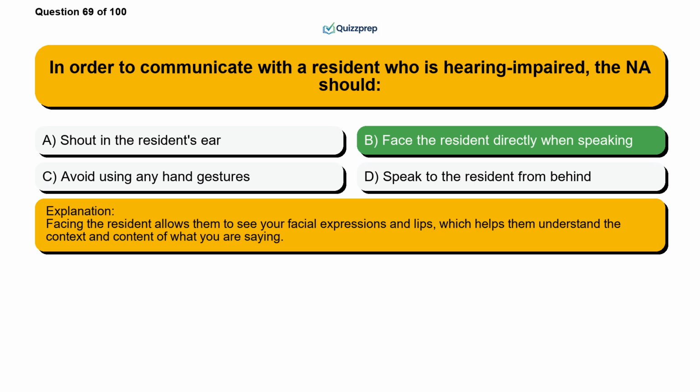Facing the resident allows them to see your facial expressions and lips, which helps them understand the context and content of what you are saying.